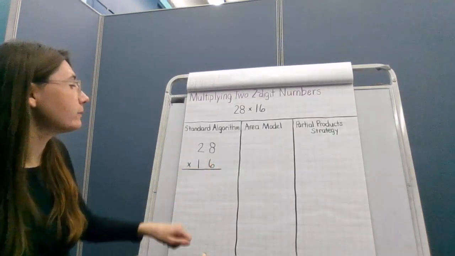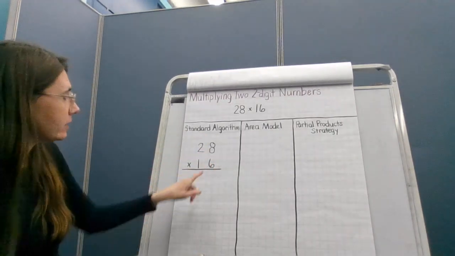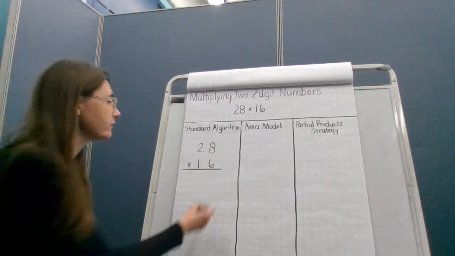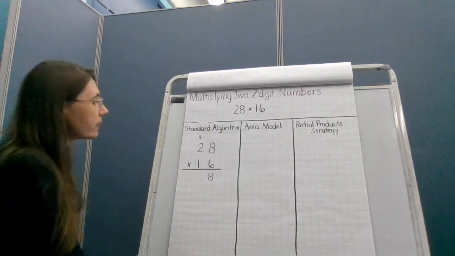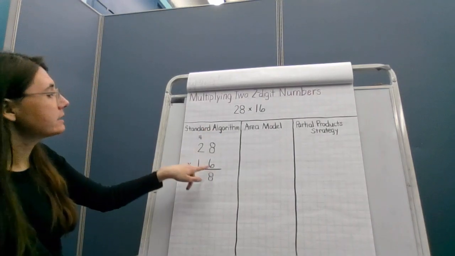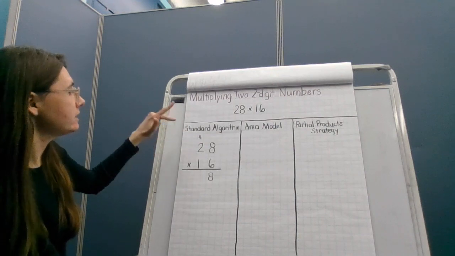So when I learned to multiply this, what I would do first is I'd line up those two numbers, and then I'd start with 6 times 8. I know that that equals 48, so the 8 goes down here, and I carry the 4. Then I'm going to do 6 times 2. 6 times 2 is 12, and then I need to add 4 more. 13, 14, 15, 16.